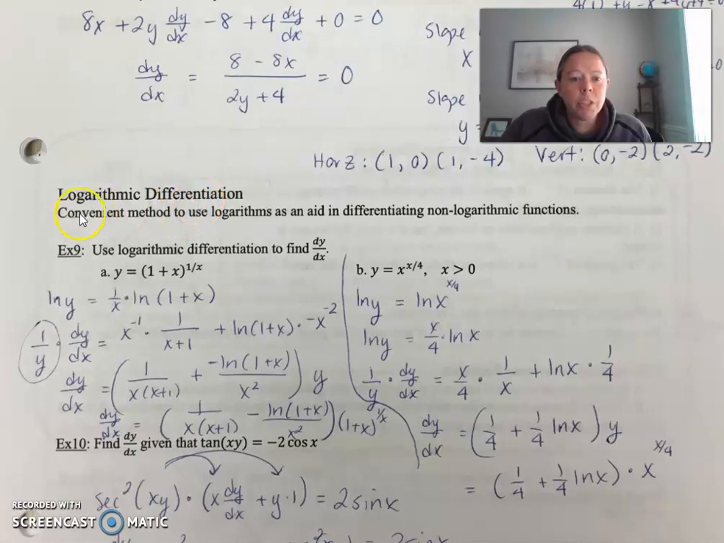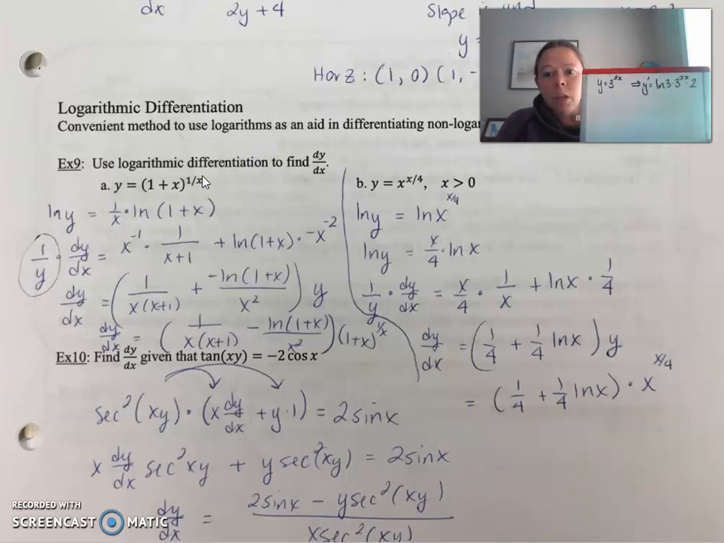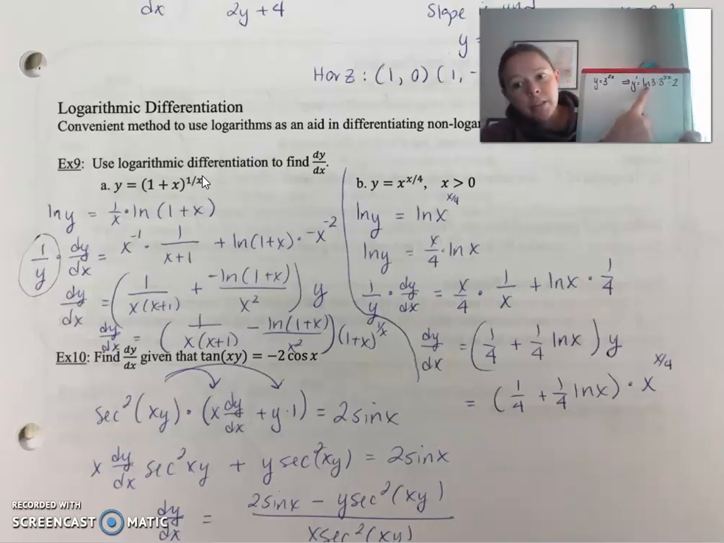So logarithmic differentiation is a convenient method to use logarithms as an aid in differentiating non-logarithmic functions. What this is referring to is y equals 1 plus x as your base raised to 1 over x. You've learned how to do something similar: y equals 3 to the 2x. To do that derivative, you know it's the natural log of the base times the original exponential, and then you use the chain rule, times the derivative of the exponent.